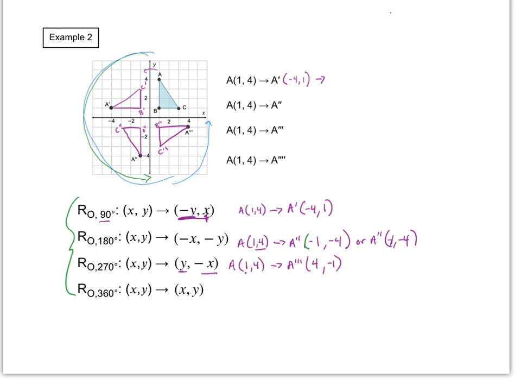Okay. And then to the fourth right here, it looks like we would just end up right back where we started. So A to the fourth, A 4 prime, is going to be simply 1, 4, because we ended up where we started.